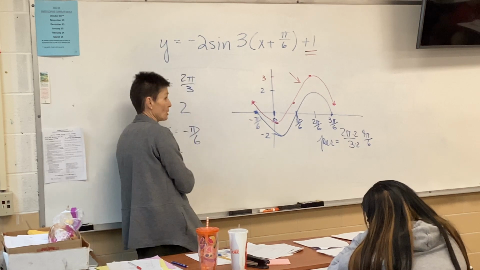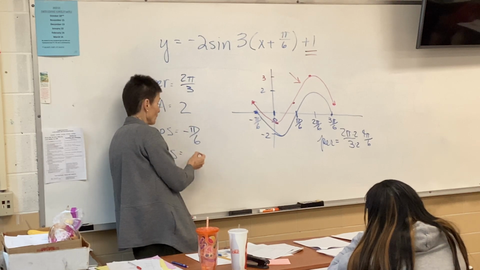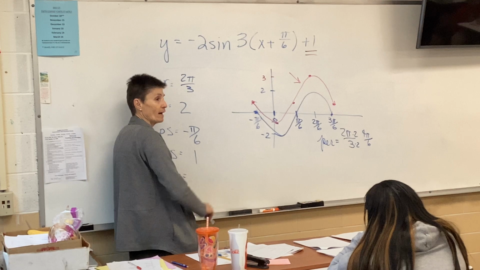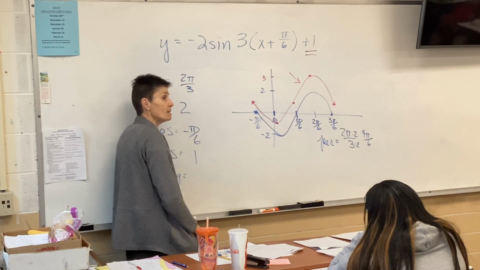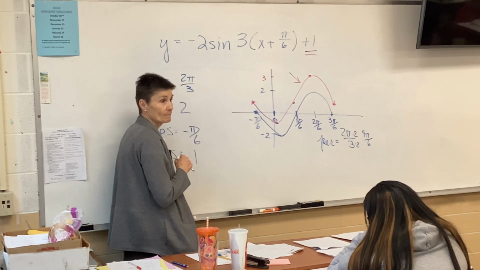How about vertical shift? How much should be shifted up? 1. +1. And 1's fine. That's +1. We went up 1. If we'd gone down 1, we would have to say -1 or down 1.